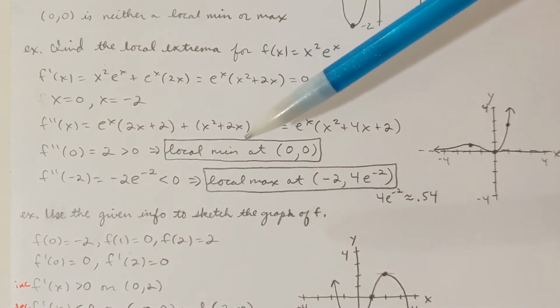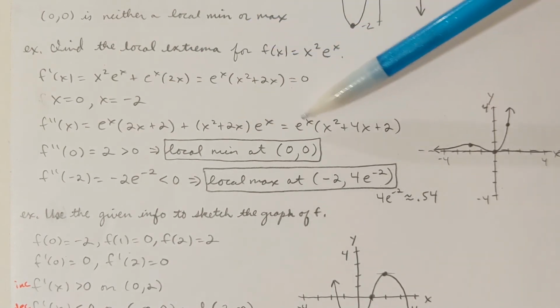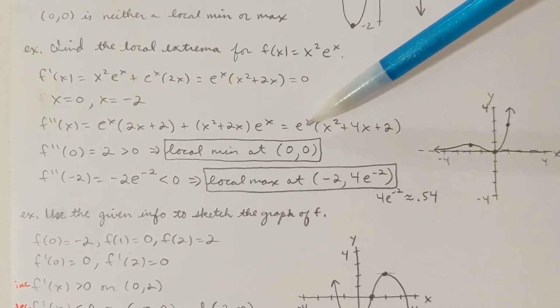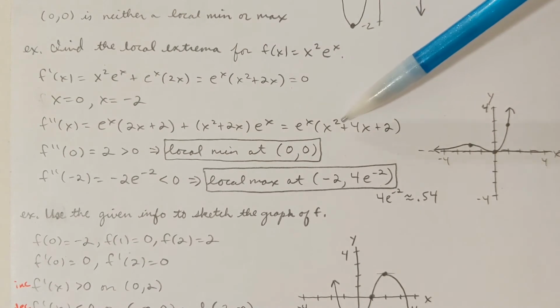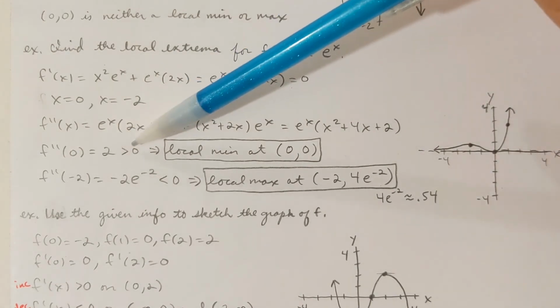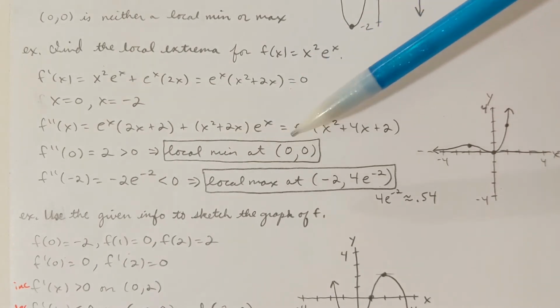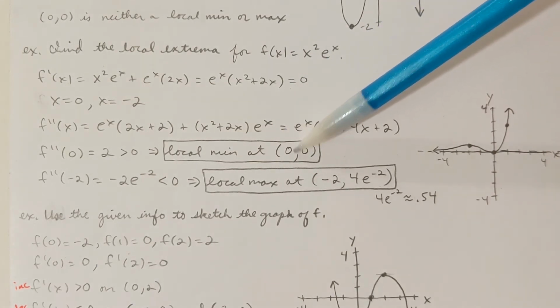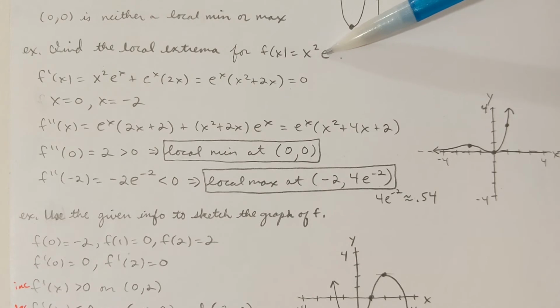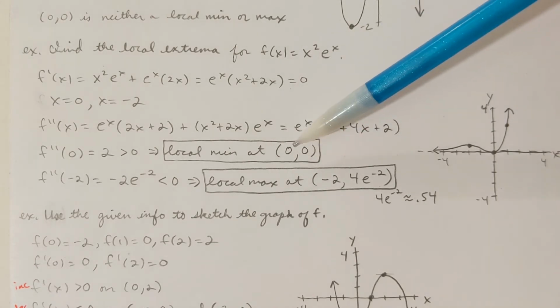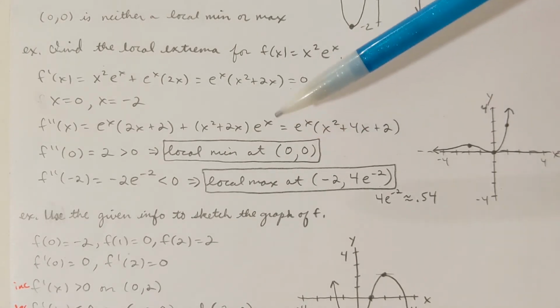So, okay, if I plug 0 into f double prime, I got e to the 0 is 1, and then times 2 is 2. 2 is a positive, so that means I'm going to have a local min at x equals 0. Okay, when x is 0, y would be 0, and I plug that into the function. So 0, 0 is going to be, I get a local min there.